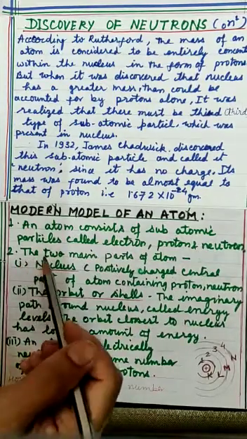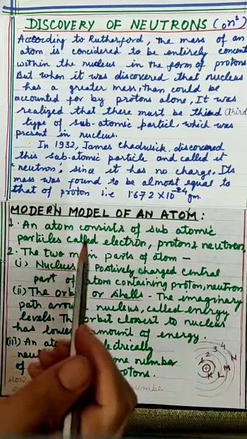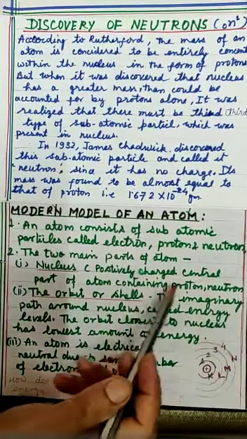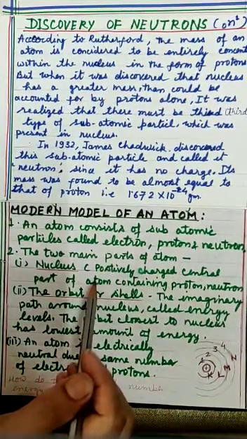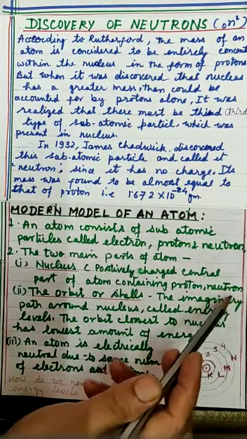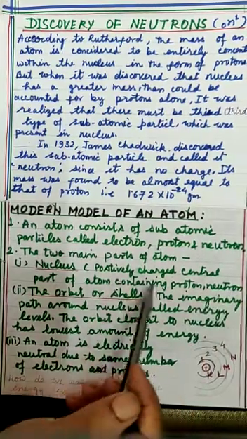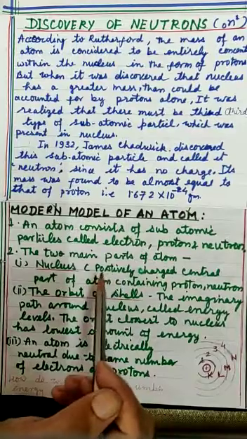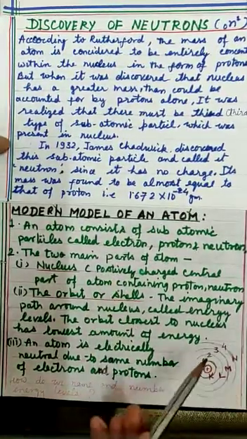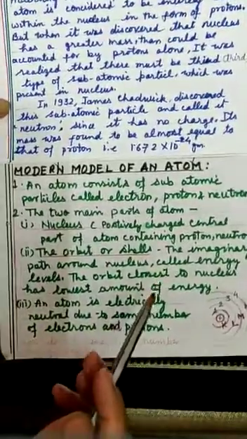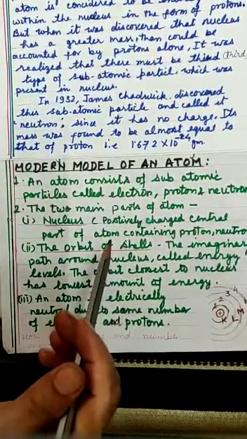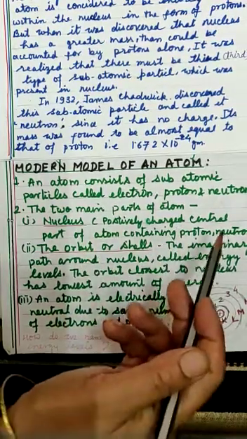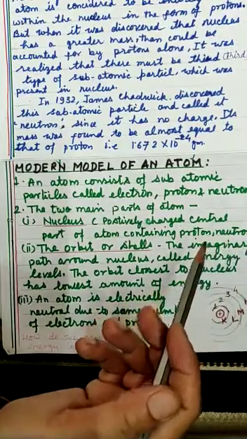Second, the most important thing is that an atom consists of 2 main parts. First is the nucleus. The nucleus is the positively charged central part of the atom containing protons and neutrons. These protons and neutrons, being present in the nucleus, are collectively also called nucleons. Then the positive charge of the nucleus is due to the protons present in it, and protons remain unaffected by the neutrons because neutrons are chargeless.